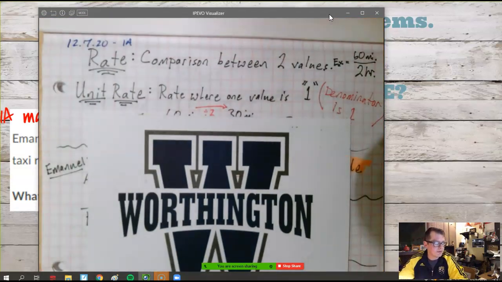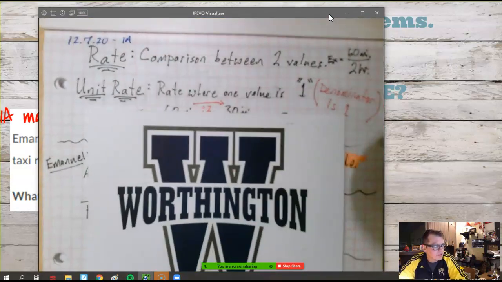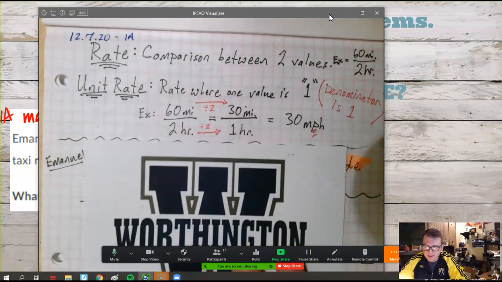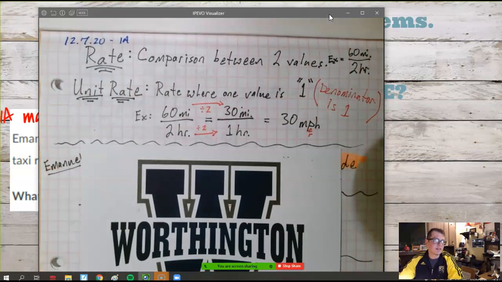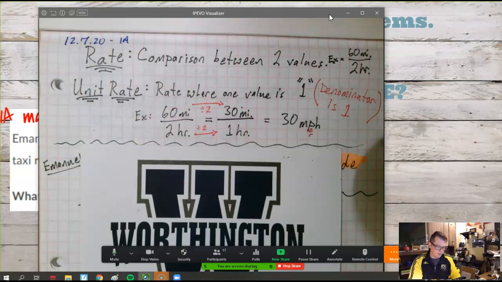Sorry, I'm trying to get my camera to flatten out and get focused. The denominator is 1. So guys, go ahead and get all this work written down. To turn that 60 miles in 2 hours into our unit rate turns into 30 miles per 1 hour.